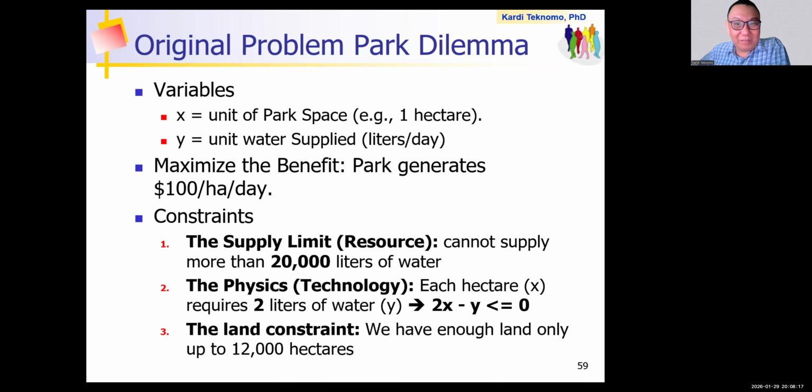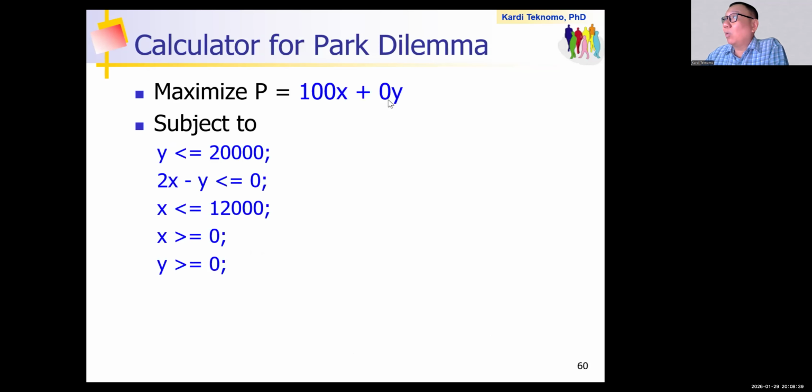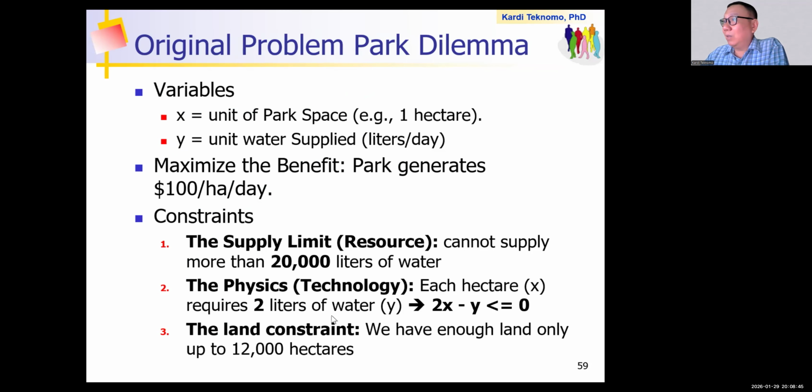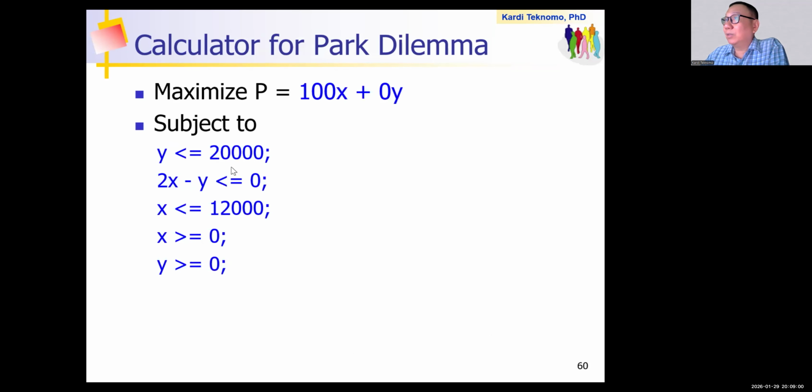What is the objective function? Maximize the benefit. The water has no value to the profit, right? So in that case, you will put 0 as the coefficient there. Now you have three constraints. The supply limit: you cannot supply more than 200,000 liters. So what is this? Water. So Y must be less than 20,000. This is the first constraint.